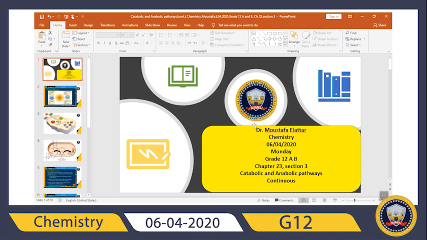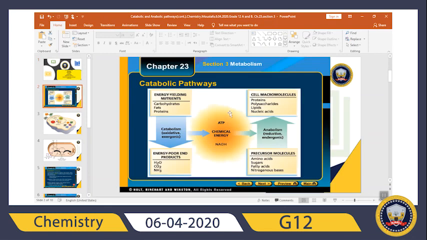We will start to explain catabolism and anabolism pathways. We explained this figure last week. This side is the catabolic pathway and this side is the anabolic pathway, and we understand that catabolic means breakdown and anabolic means build up.